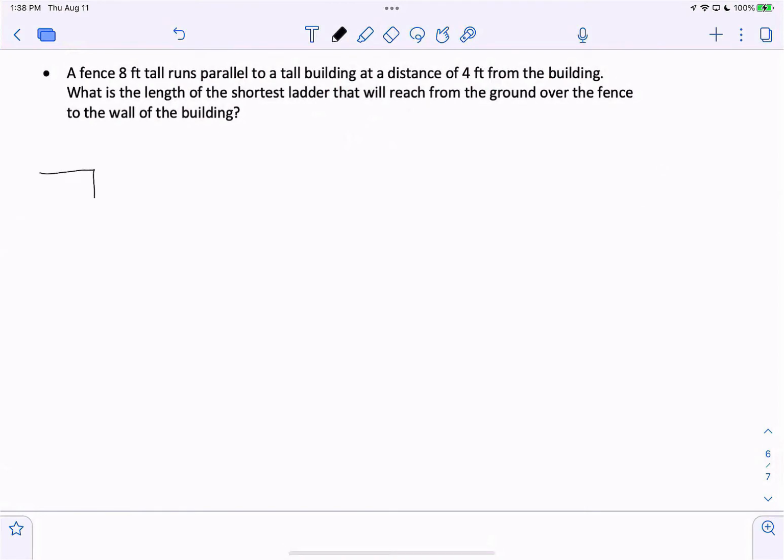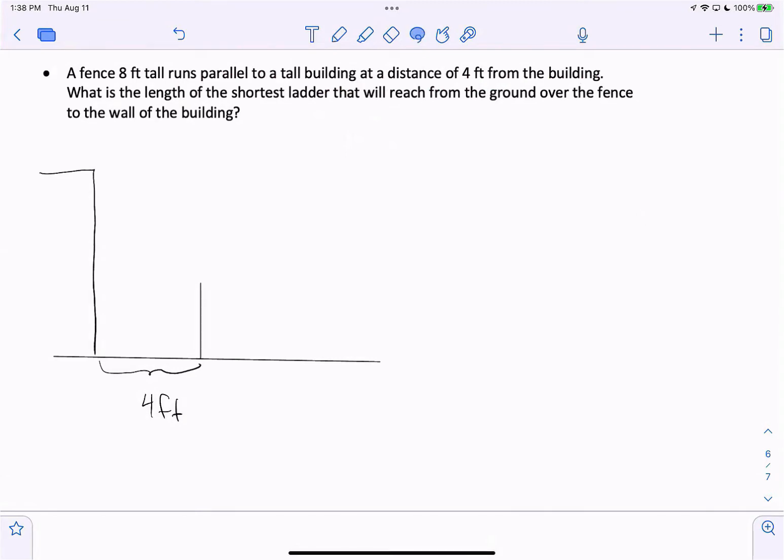So here I'm going to just draw a tall building, and then we have the ground. And then we've got a fence that's 4 feet from the building, and the fence is 8 feet tall. If I'm going to try to make this look right at all, then the height of the fence should be twice the distance it is from the building.